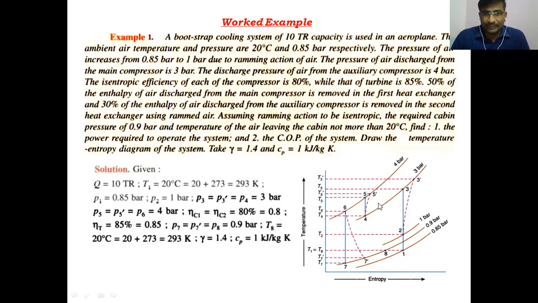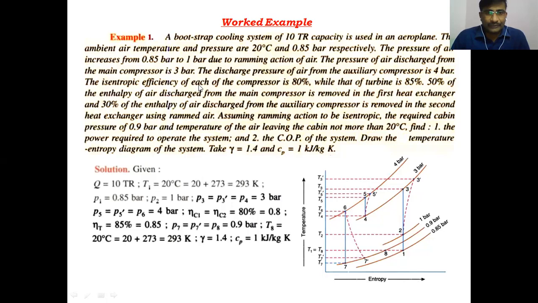This is the main compressor pressure on the TS diagram. After compression in the main compressor, the pressure is 3 bar. Then the discharge pressure of air from the auxiliary compressor. This auxiliary compressor means the secondary compressor, which is used in the bootstrap system. In that, the pressure is raised from 3 bar to 4 bar. From this pressure to this pressure is the rise in pressure of air in the auxiliary or secondary compressor.